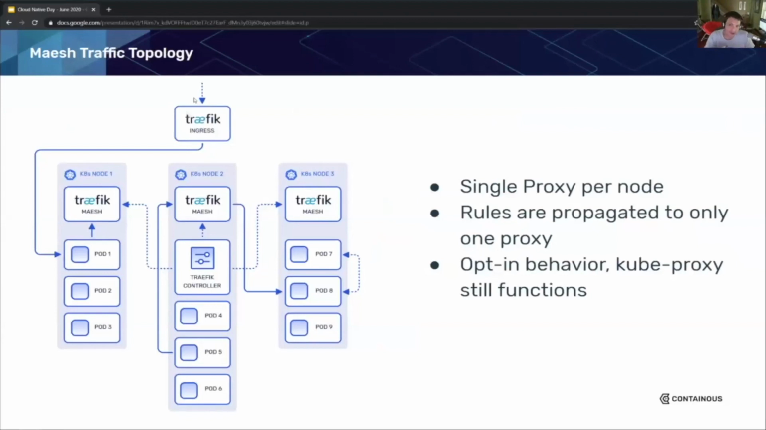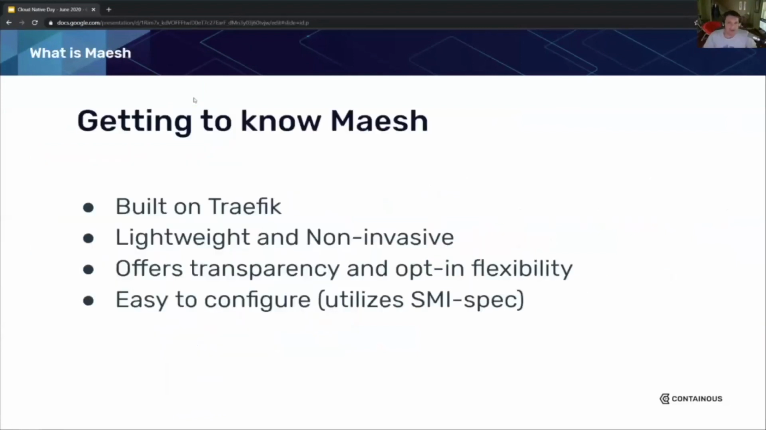So we set it up so there was a single proxy per node. The rules are propagated to only one proxy, and it's opt-in behavior. As you can see here, communication between pod 7 and 8 still happens, but we also have mesh in there so that we can communicate through the service mesh and get some of those benefits of it. So let's get to know mesh.